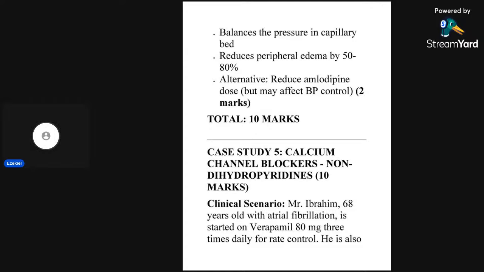or question 5. We just finished question 4. So question 5. Mr. Abraham, 68 years old with atrial fibrillation, is started on verapamil. Now, class, I gave you an example of dihydropyridines and the non-dihydropyridines.